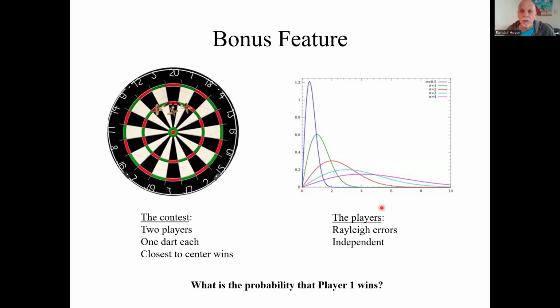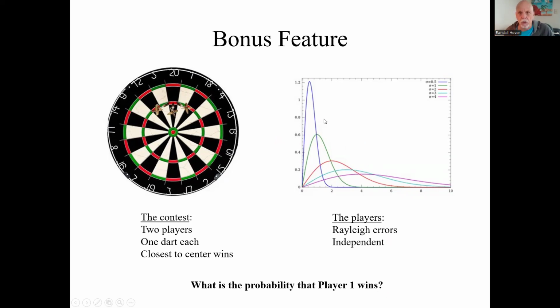And we're going to assume our players have Rayleigh probability distributions in their miss distances. Talked all about these probability distributions already. And we'll assume their throws are independent of each other. What's the probability that player one wins instead of player two?